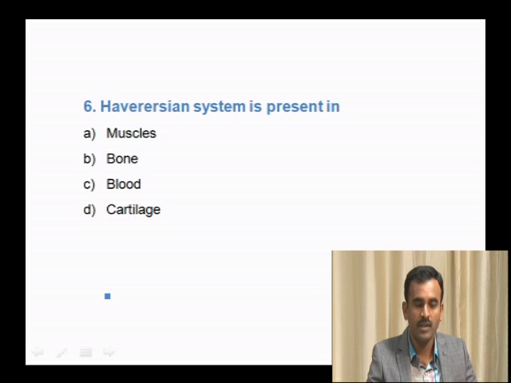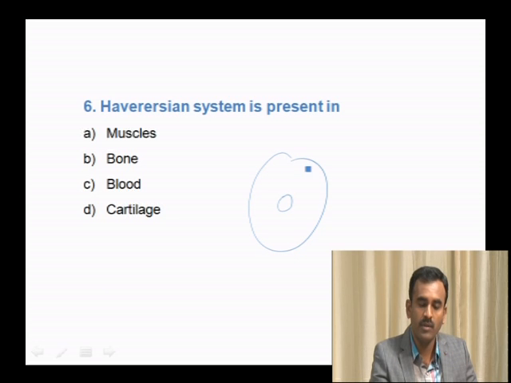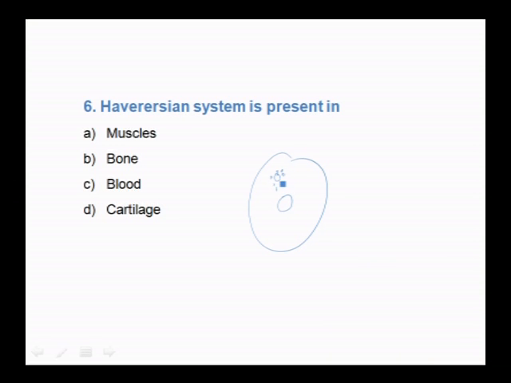Move on to the next question. Haversian system is present in? Haversian system, as I told you, is present in the bone. This is the bone marrow cavity, and in this region you can see the presence of bone cells or osteocytes, where in between the osteocytes, openings are present for the transportation of blood vessels and lymphatic vessels. These openings, where the blood vessels run longitudinally inside the bone tissue, are called Haversian system. It's associated with bone.